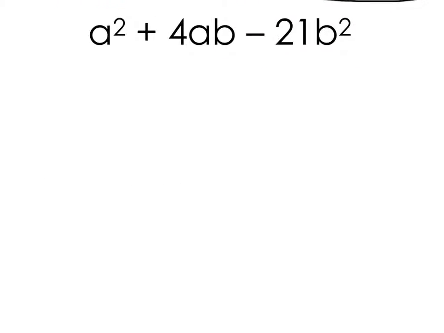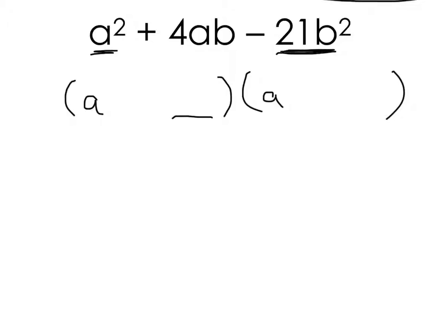Look at this one. This one's a little different too, because it has A's and B's. Well, let's see what we can do with that. I know that this is first here, so I need an A and an A. That works. I know that this guy is last, so when I multiply this and this, I need to get a negative 21b squared. How about if I try a B and a B? B times B would be B squared. It's negative, so one of these has to be positive and one has to be minus.